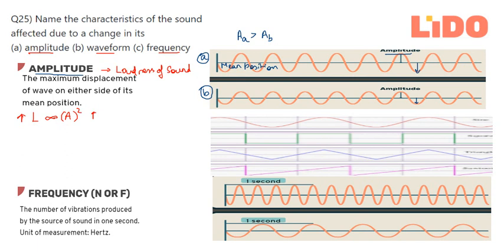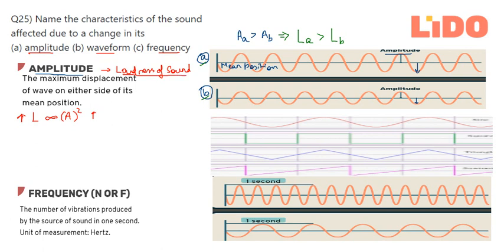Let's go back to the same example of A and B. We knew that A's amplitude is greater than B's amplitude. What does that imply? That the loudness of A will be greater than the loudness of B. Therefore, the characteristic of the sound affected due to change in amplitude is loudness. So if you change the amplitude, the loudness will also change.